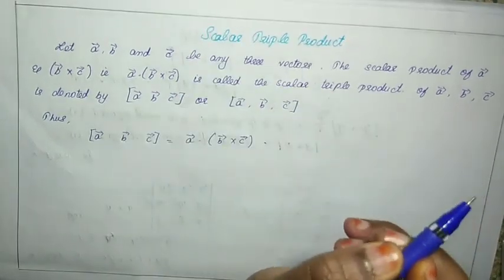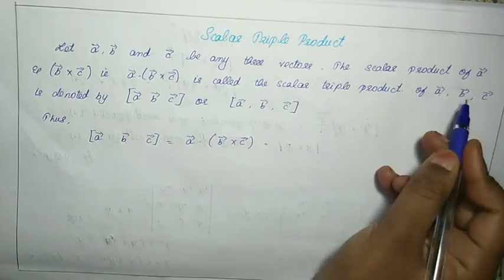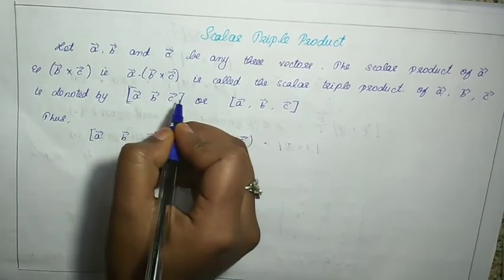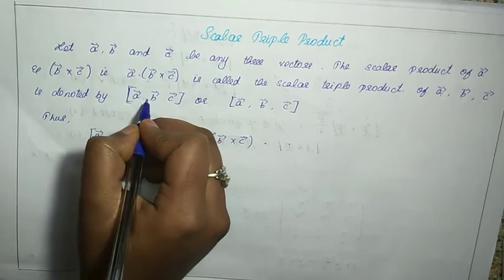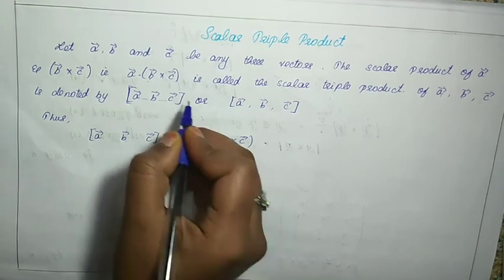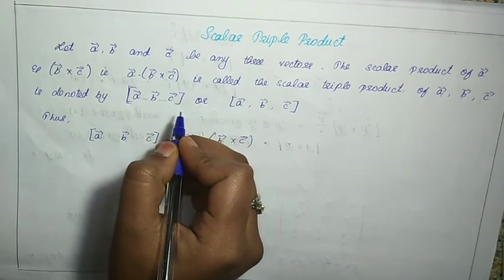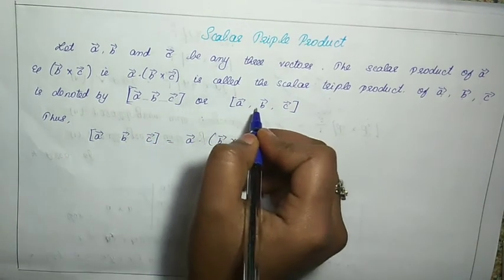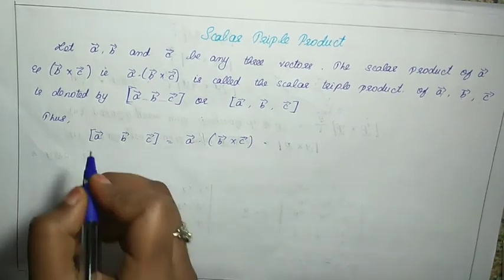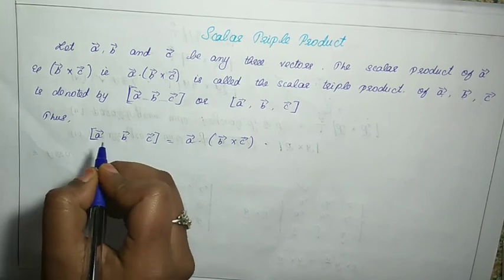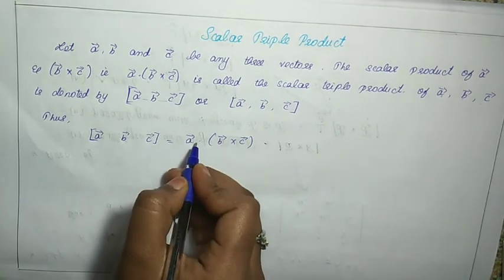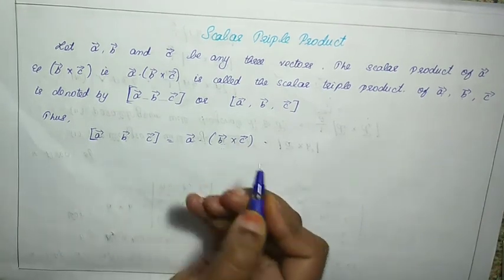Triple product means what? Three, right? So A vector, B vector, and C vector is denoted with square brackets: A vector, a small space, B vector, a small space, and C vector, and then close the square bracket, or A vector comma B vector comma C vector can also be used. If this is denoted in this form, then what will be its formula? A vector dot B vector cross C vector.